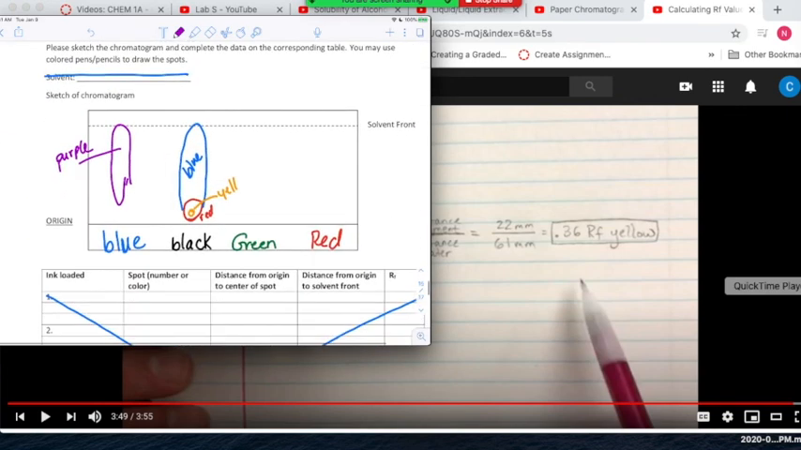And then for this part C, you have a basic sketch of the chromatogram that we saw in the video.